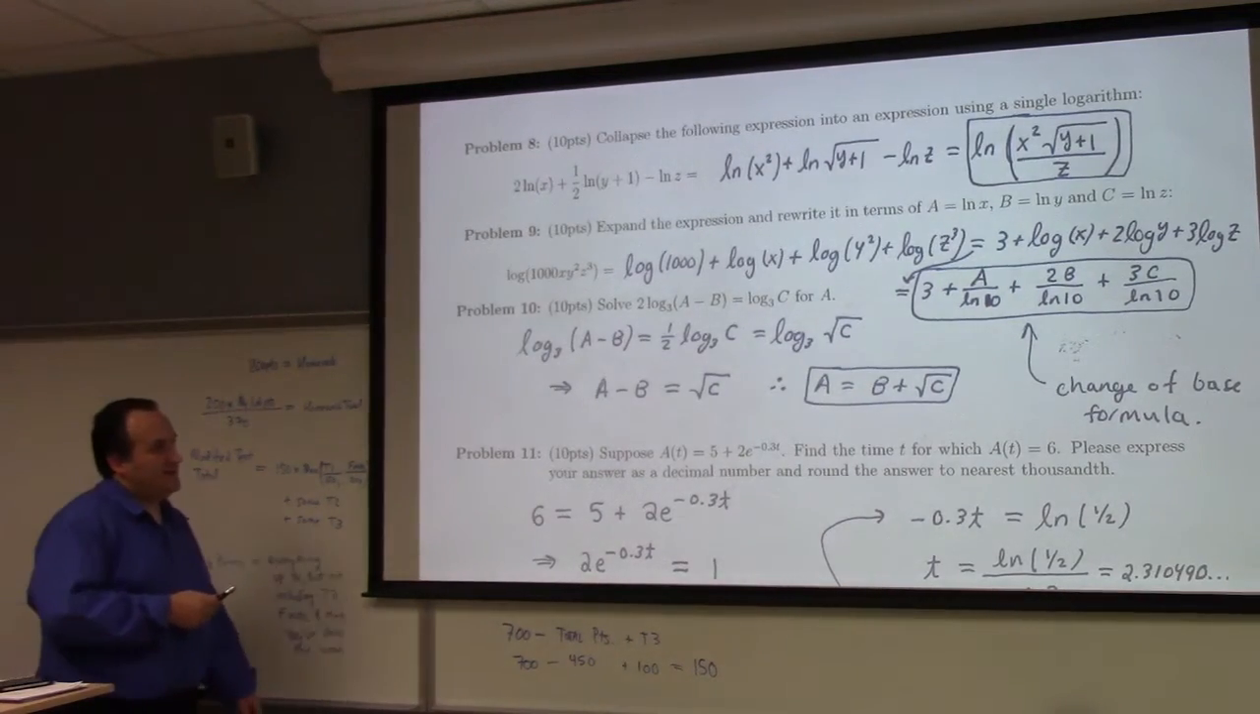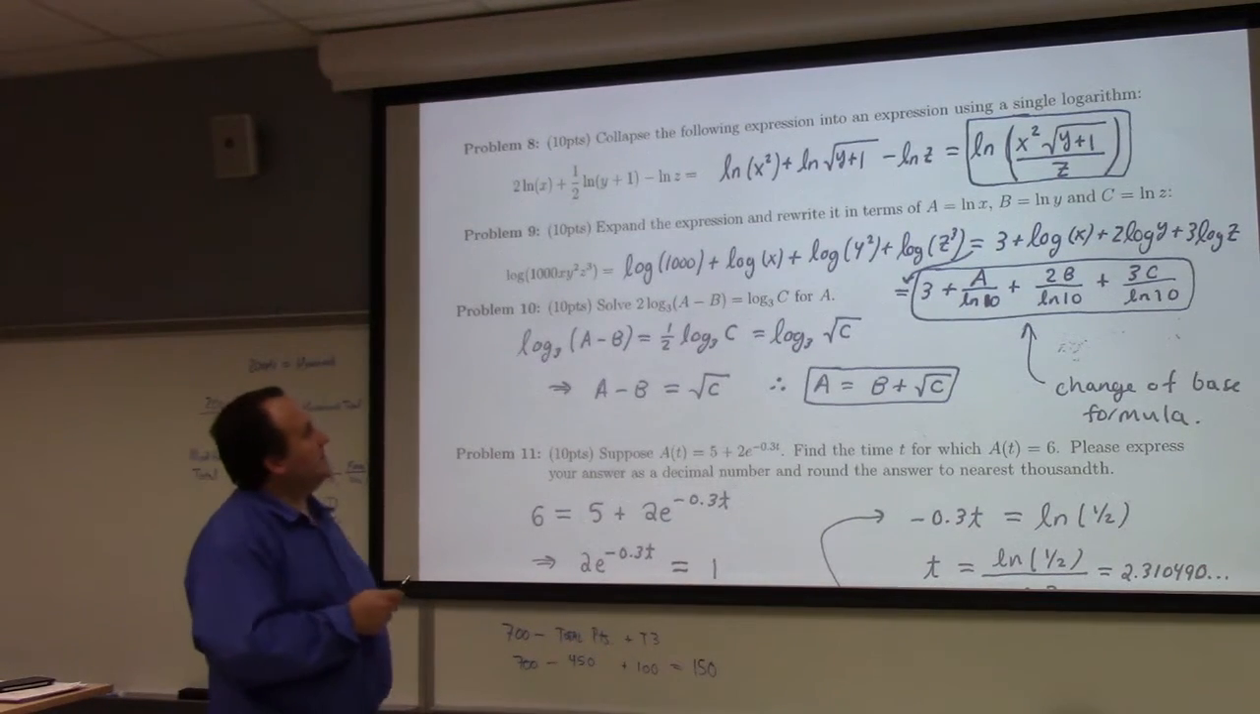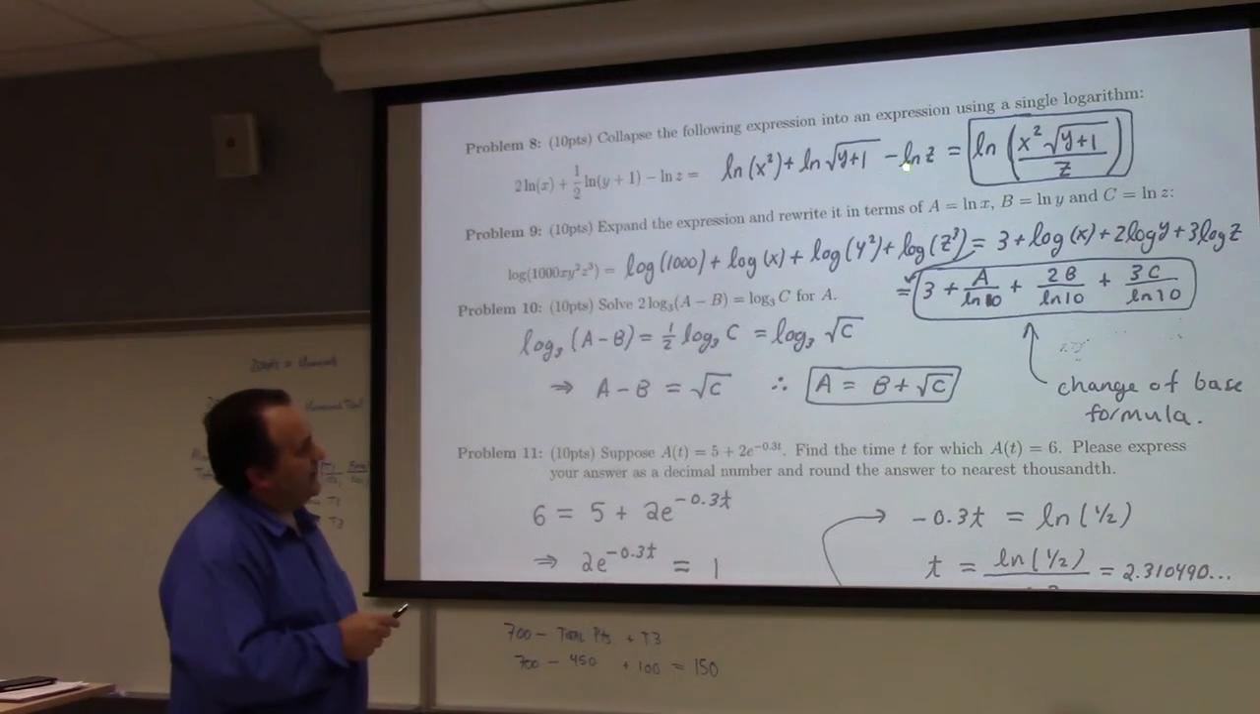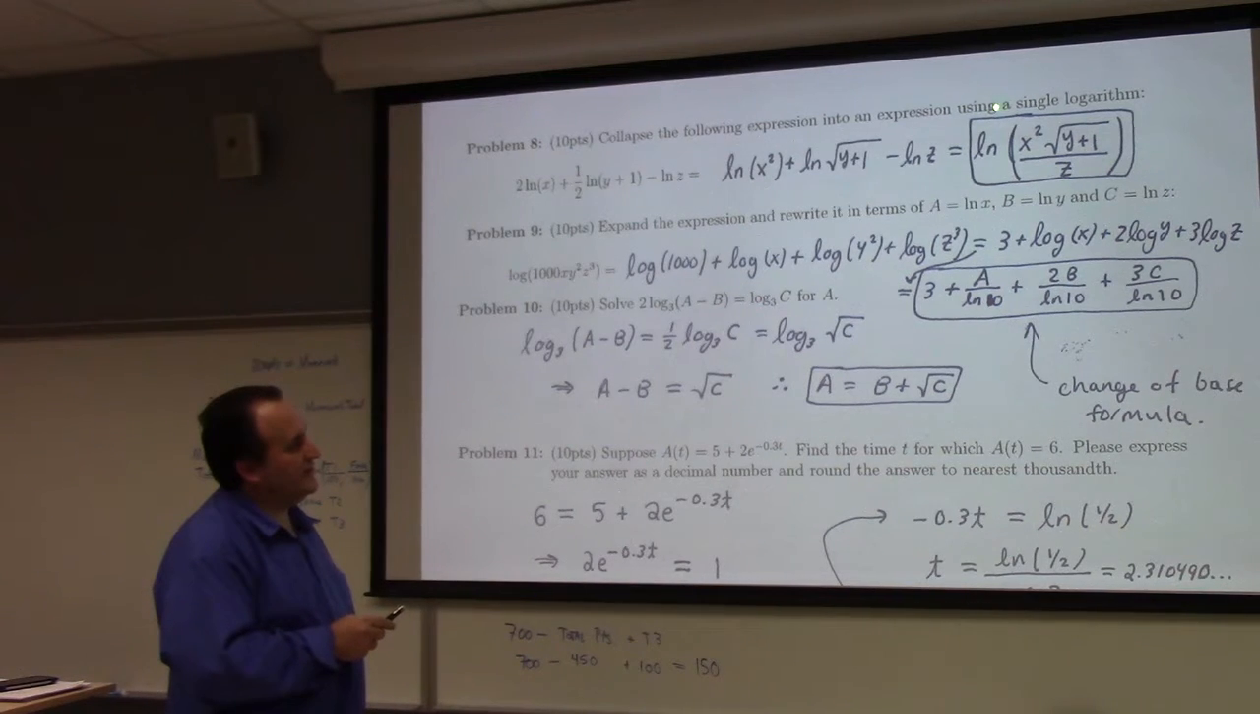Oh, there's a lot of badness in these two problems. Let me start with problem 8. So we have, bring the square in, we get log of x squared. This 1/2 gives me natural log of the square root of y plus 1, and then we get minus log z. Then I put it together. I have x squared times the square root. And then since I have subtraction here, I have division there. All right, and it should be natural log of the whole thing.